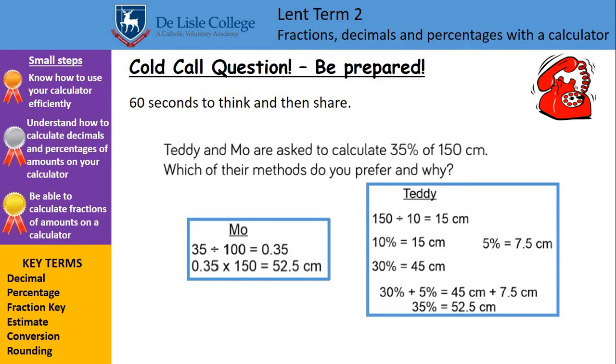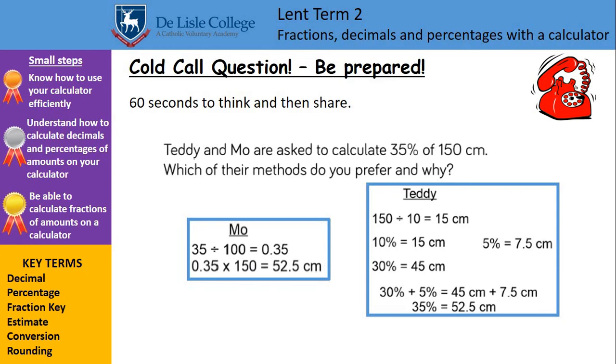Okay, so as we can see, there are 2 different approaches here. Mo has gone straight from taking 35% and turning it into a decimal and using a decimal multiplier to bring up the answer of 52.5, whereas Teddy seems to be doing his as what we would call a build-up technique by finding 10% and 5% and 30% and bringing the 30 and the 5% together to get his answer.